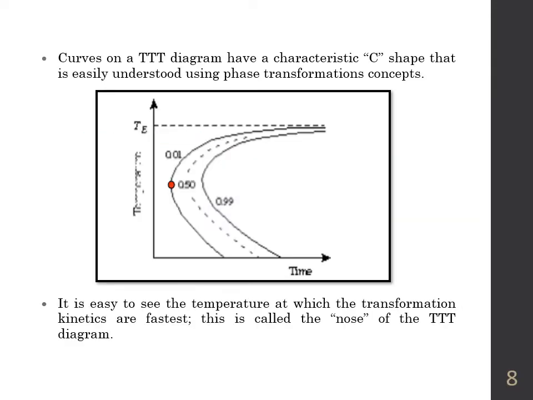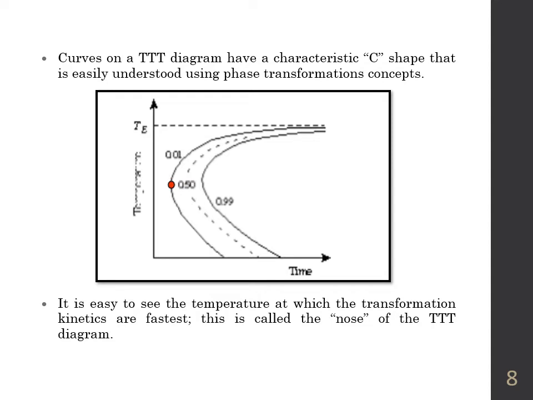Now, look at the curve here. So this is the curve of the TTT diagram. As you can see, it has a C shape, and you could easily understand it by using the phase transformation concept. Look at this diagram over here. The y-axis is the temperature, and the x-axis is the time.